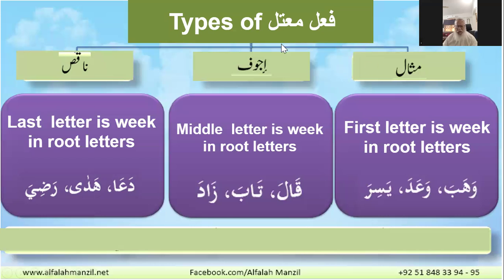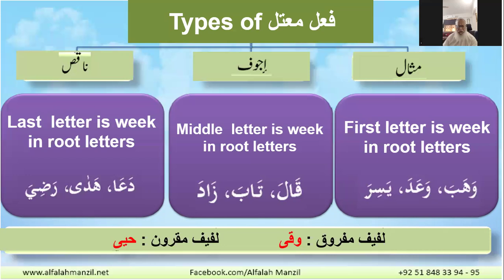So these are called the mu'tal. The mu'tal may have the weak letter in the beginning, maybe in the middle, maybe at the end. So accordingly, they are called misal, ajwaf, and naqis. There is another word called lafif. When two weak letters come at a time in a verb, then the verb is called lafif.